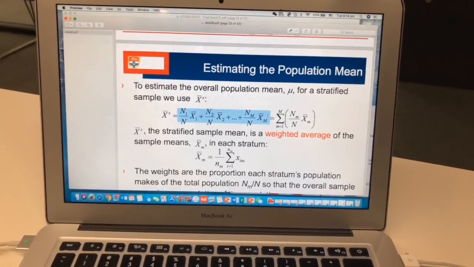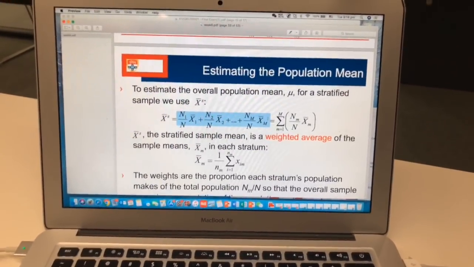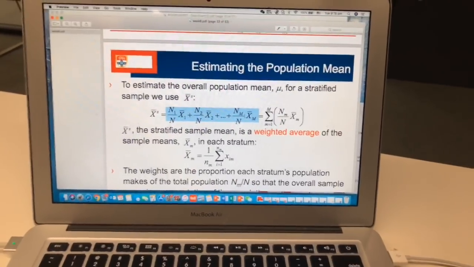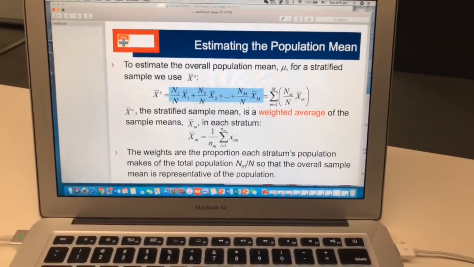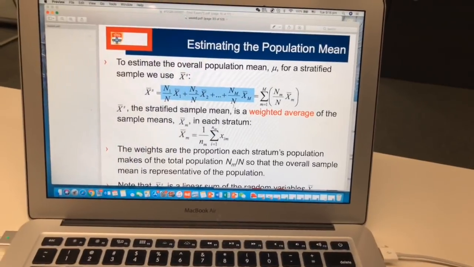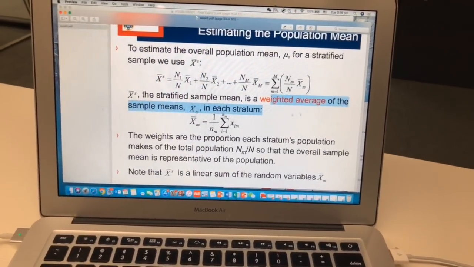I'll give you an example later on. Let me learn it first, okay? I can come up with an example and let's discuss it together. So it's just a weighted average of the sample means.